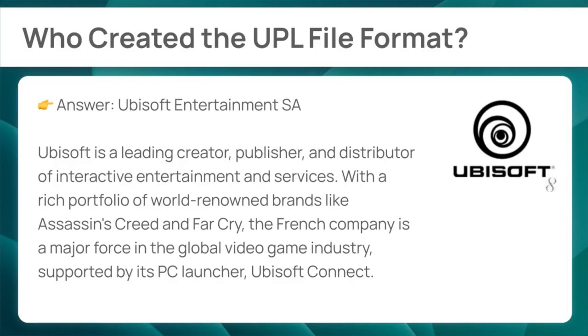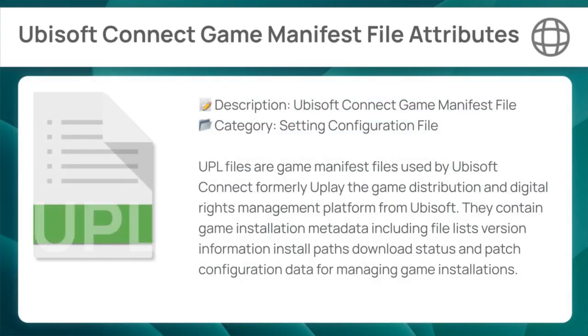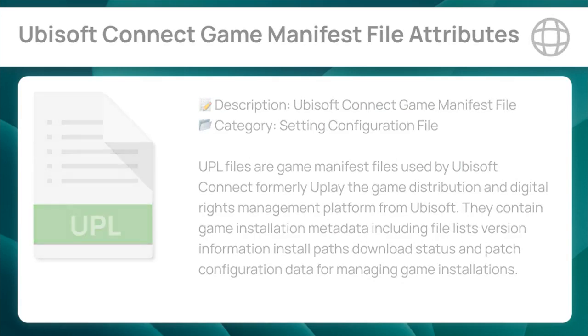game installations. UPL files are game manifest files used by Ubisoft Connect, formerly Uplay, the game distribution and digital rights management platform from Ubisoft. They contain game installation metadata, including file lists, version information, install paths, download status, and patch configuration data for managing game installations.